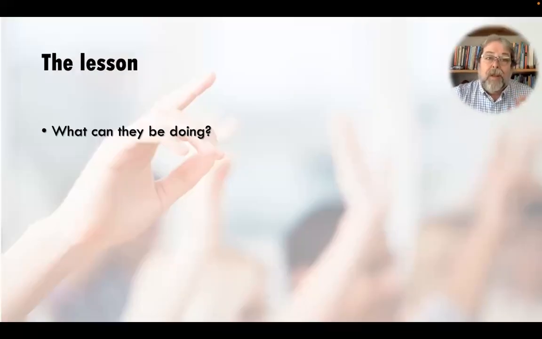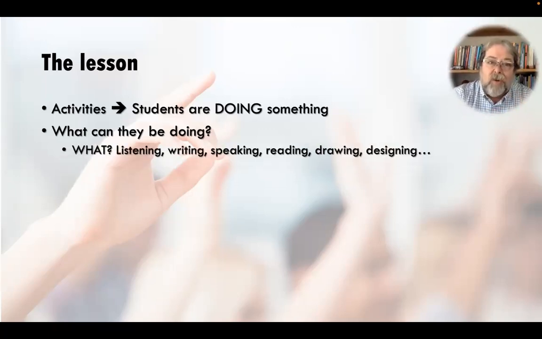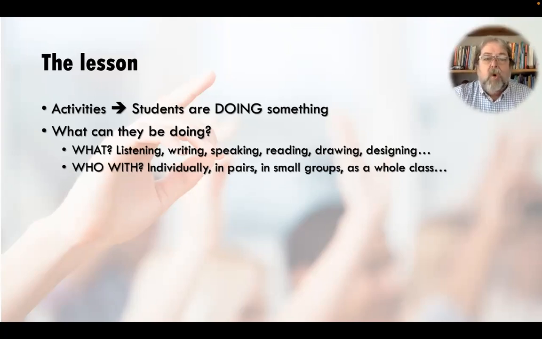Now, for the lesson, you have to think, okay, what can they be doing to achieve this learning outcome? In that sense, it's based on activities where students are doing something. You have to remember that. It's not about the teacher teaching, it's about the students doing things. So what can they be doing? Listening, writing, speaking, reading, drawing, designing. Who with? Individually, in pairs, in small groups, as a whole class. We call these interaction patterns.